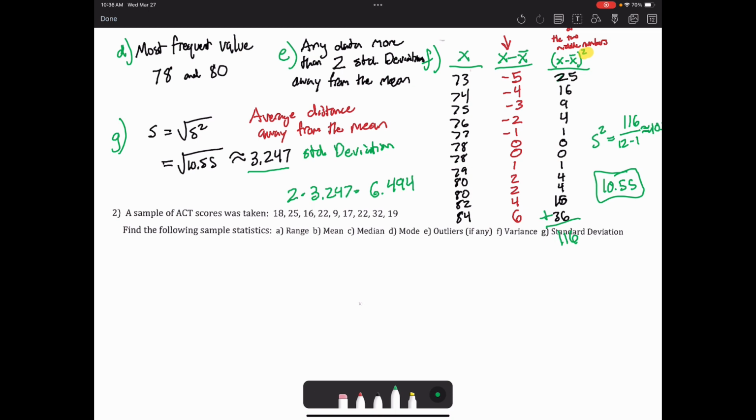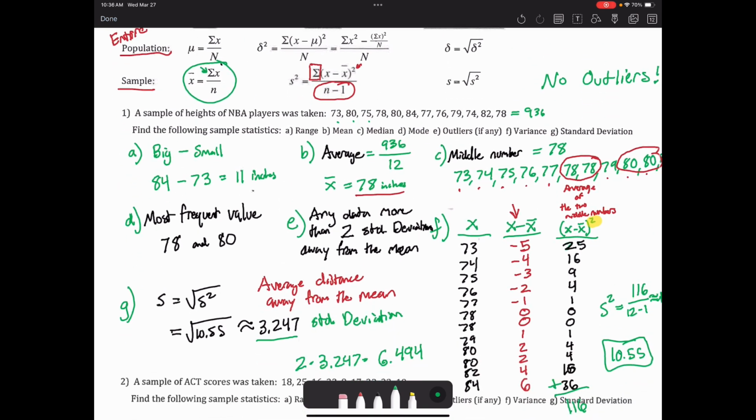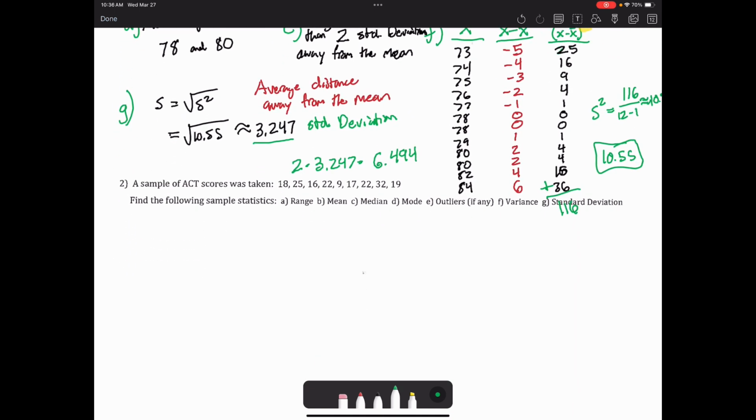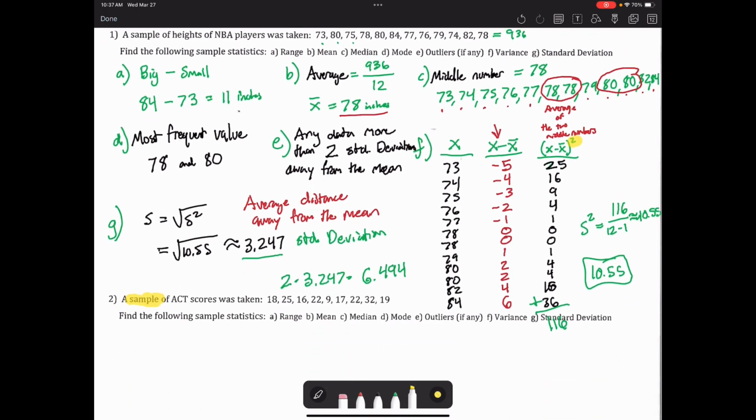And just to help you out, notice which formula am I going to use? Am I going to use my sample formula or my population formula for number 2? Well, it's nice because the word sample is right there at the beginning. These data values represent a sample of ACT scores. It would be the entire population if these represented all the ACT scores in the country, which of course would not be true since we know that more than 9 people took the ACT. So this is just a sample. You're going to be using that same sample formula we used in our problem.